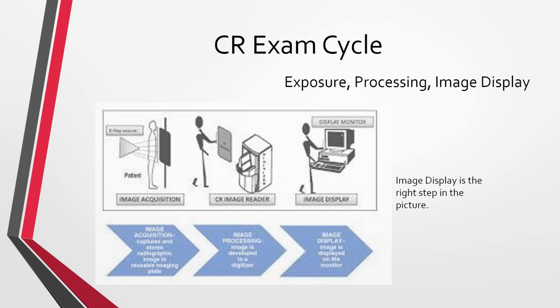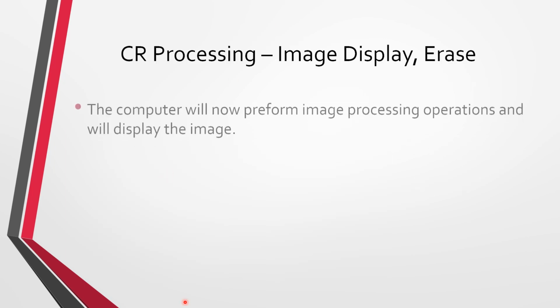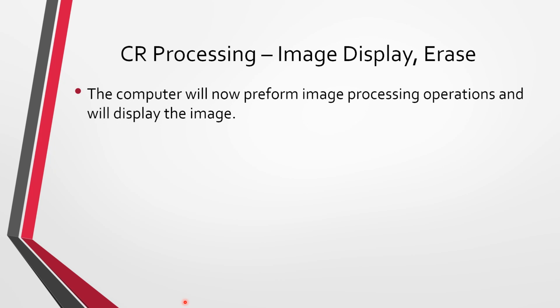We'll go ahead and look at this picture once again. We're talking about the image display step on the right. Image display: the computer will now perform image processing operations and will display the image. Image operations is a robust subject and will be explored in later videos.